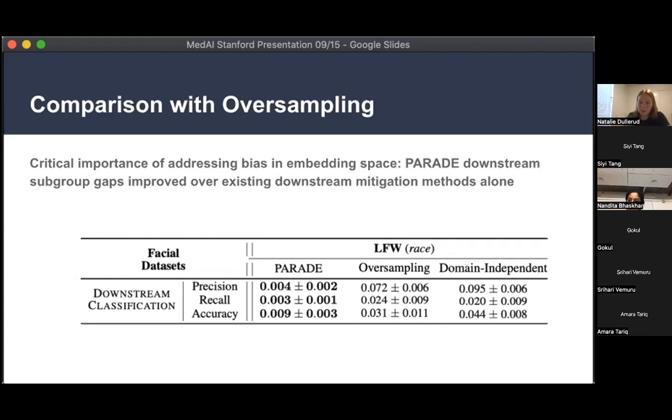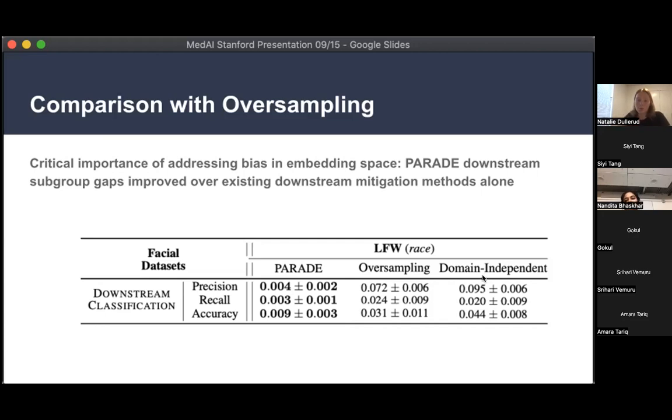And so we additionally compared PARADE with mitigation methods downstream, like domain-independent training and oversampling methods from previous classification literature. And we basically took the best performing methods for downstream classification and compared them to PARADE downstream. And we find that the mitigation of bias upstream via PARADE improves over existing methods of mitigation downstream. And so again, this reinforces our point that fairness improvements in representation learning need to occur in the representation space itself and not downstream, and also bolsters PARADE.